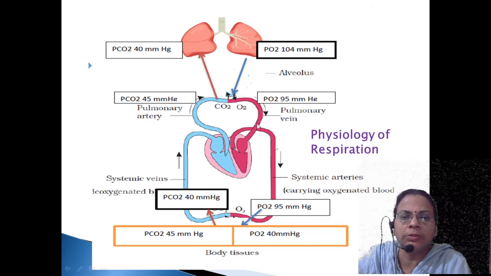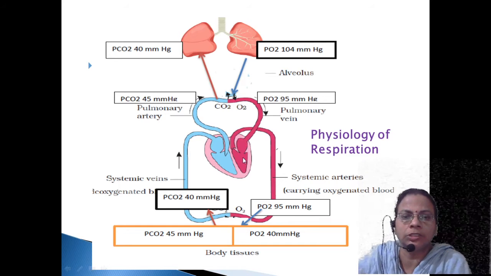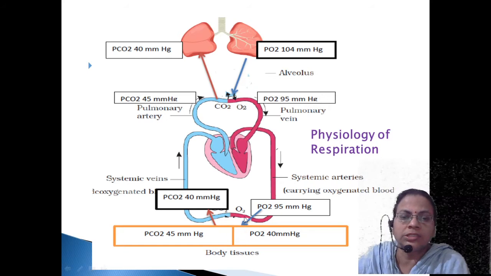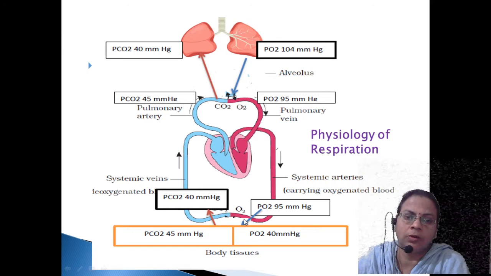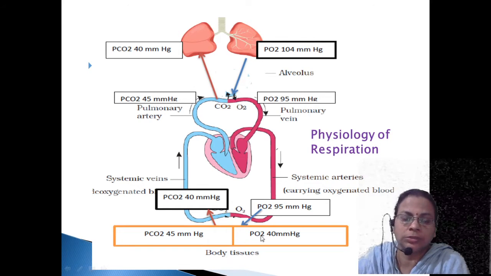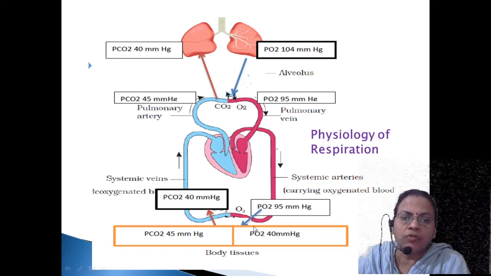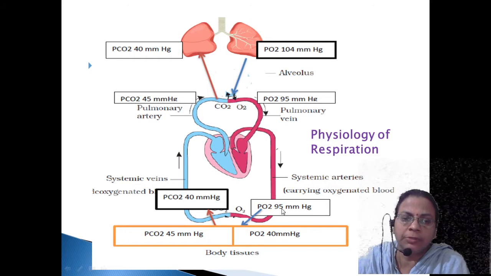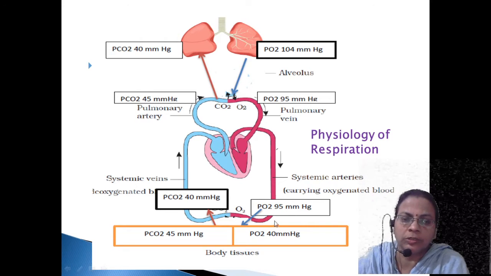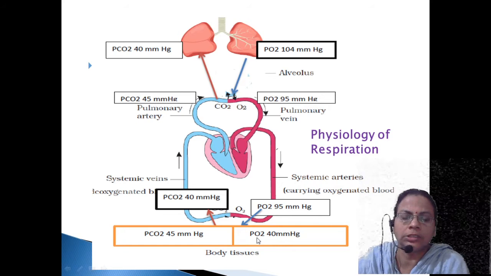Then that blood will be carried into the left atrium, then into the left ventricle, and from the left ventricle through the aorta it will pass on. When it reaches the different organ systems, which are made up of many tissues, inside the tissues the partial pressure of oxygen is very low. From 95 in the artery to the tissues, to the cells, the oxygen will be exchanged, because here it is 95, here it is only 40.